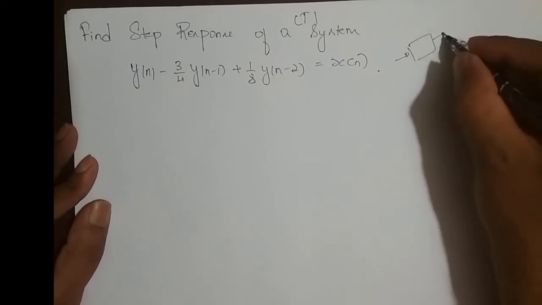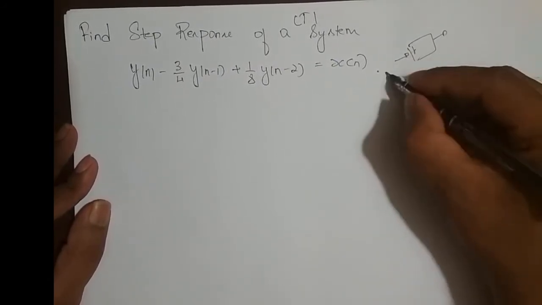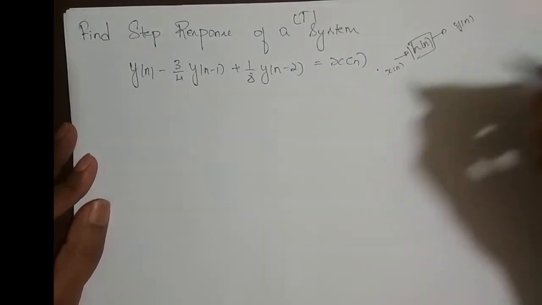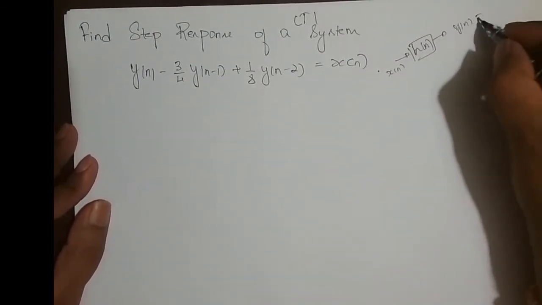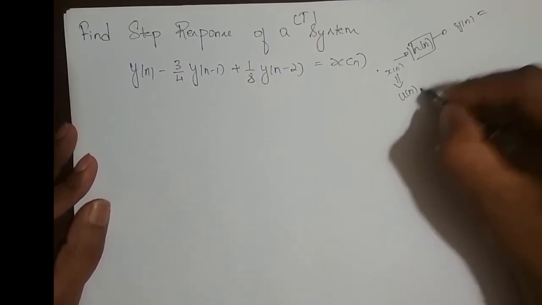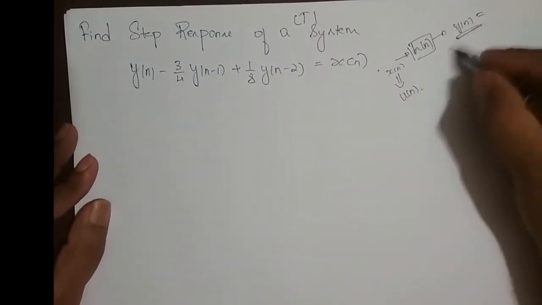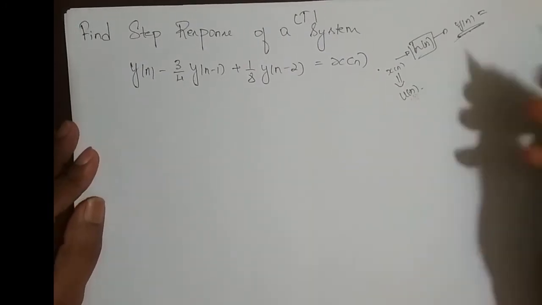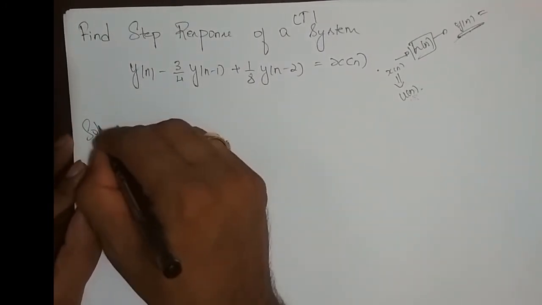So if I have an LTI system, the input is x of n, the output is y of n, and the impulse response is h of n. Step response is nothing but the response of the system y of n when the input x of n is the unit step function. So it's the output from a system when the input is made the unit step function. We shall try to solve this problem.